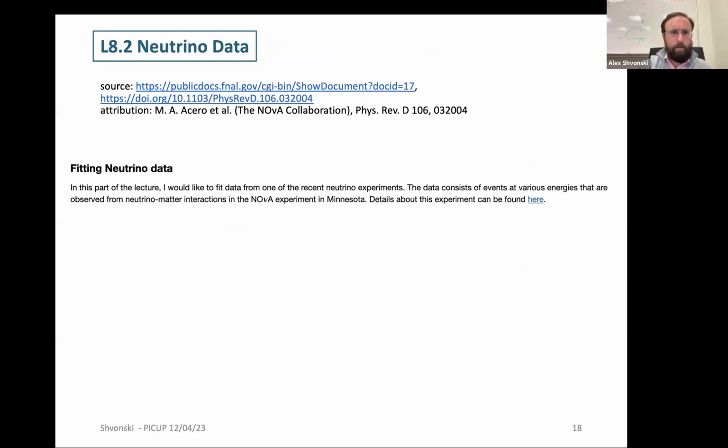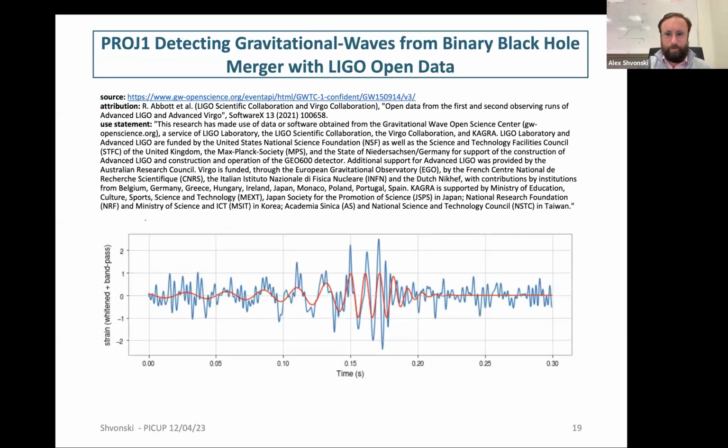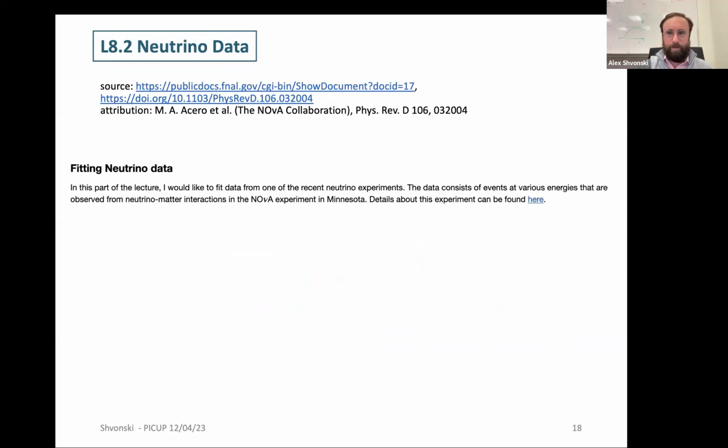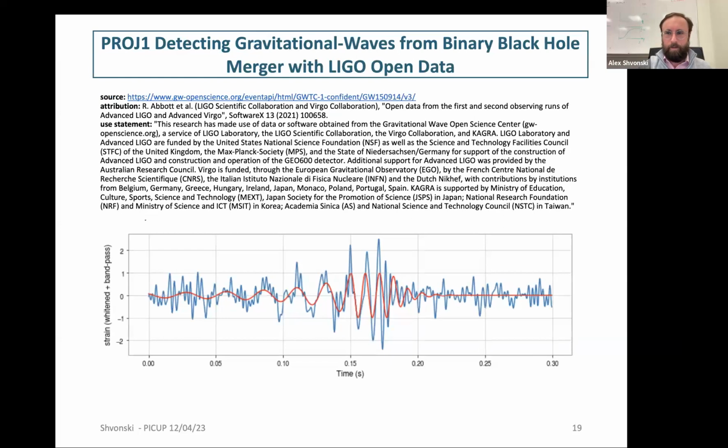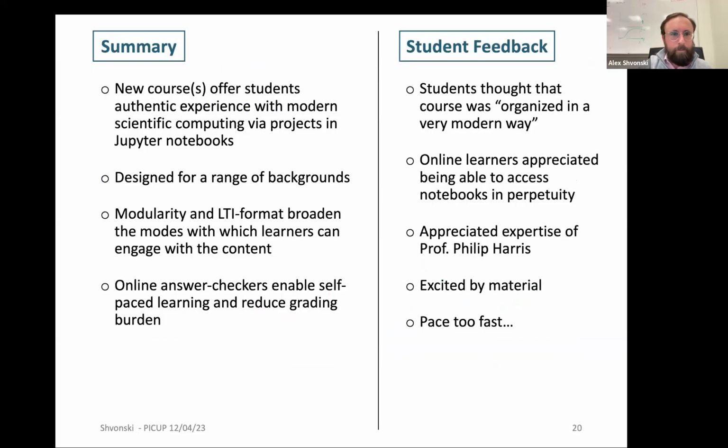In lesson 8, students are using neutrino data. I forget what exactly this lesson was about. And then ultimately at the end of this module, they're fitting the LIGO data. So all of these data sets are open source, and I've shown the sources here, and the sources are clearly marked in the notebooks also.